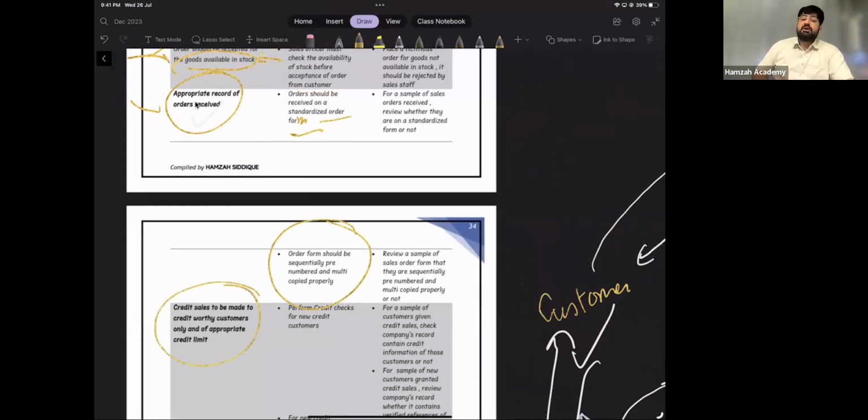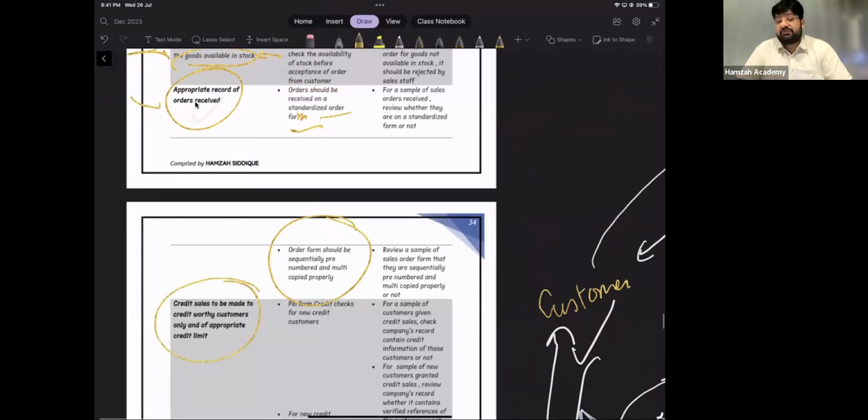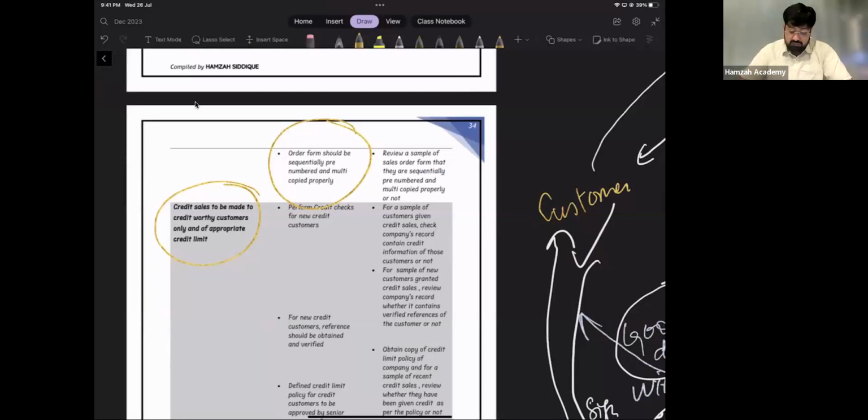Then, credit sale should be made to a creditworthy customer, if it is a credit sale. So we perform a credit check for a new customer and get information. For a new customer, a reference is obtained. We say, who will give us your information?